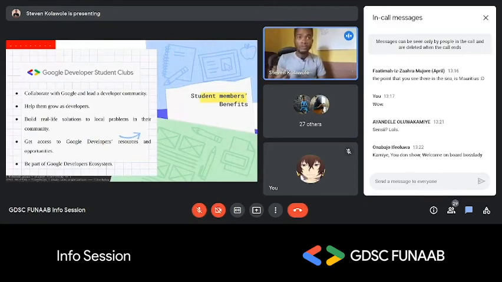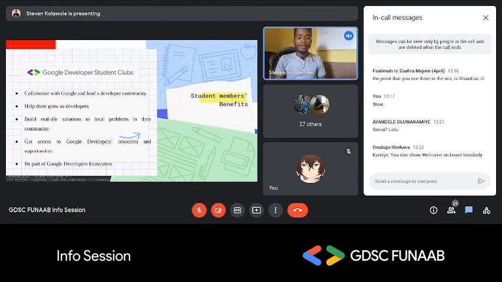you need to be able to communicate your thoughts with others. You need to be able to clearly outline what you're thinking. You need to be able to explain to others what you're doing, right? And Google Developer Student Clubs give you the opportunity to do this. Of course, as a developer, you build real-life solutions to local problems in your community, right? That leads us back to the Solution Challenge, right?